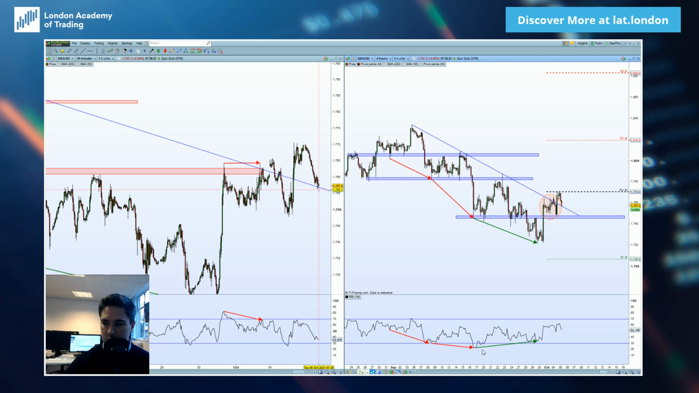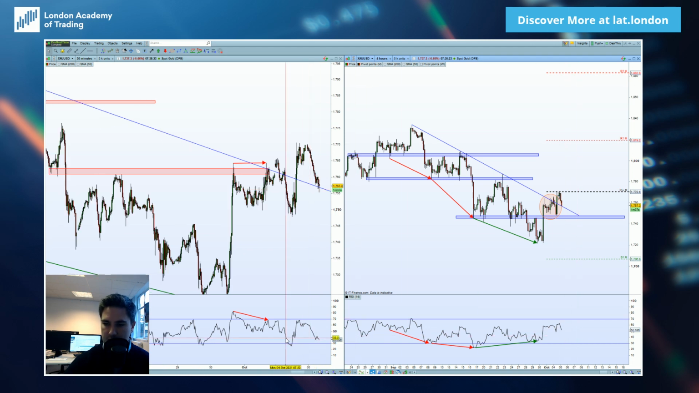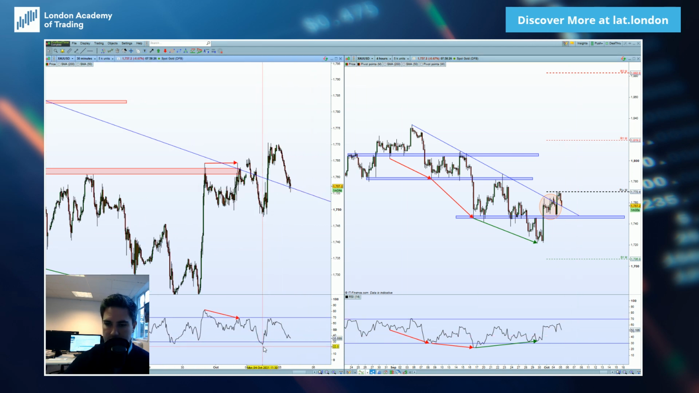Is this going to be a retest and a move higher? Only time will tell. The RSI for both of these at the moment sat in no man's land. The 30-minute chart reflecting the price, the RSI reflecting the price, and the 4-hour chart sat in and around that 50% region with no real dominance to be bullish or bearish.